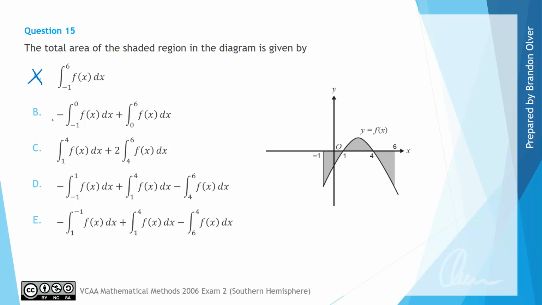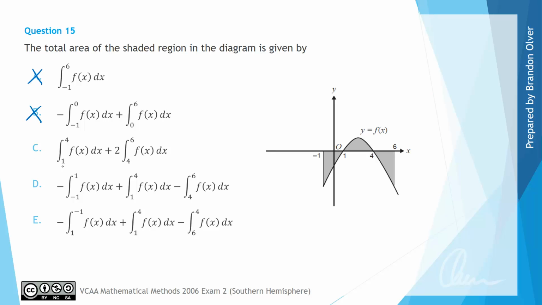For option B, we have the integral from negative 1 to 0 of f of x dx plus the integral of 0 to 6 of f of x dx. What that integral would be trying to describe, and it is incorrect, is that the area on the negative side of the y-axis is the negative area. But we know that it's all about the area above and below the x-axis rather than the y-axis. So that's not a correct option for this question.